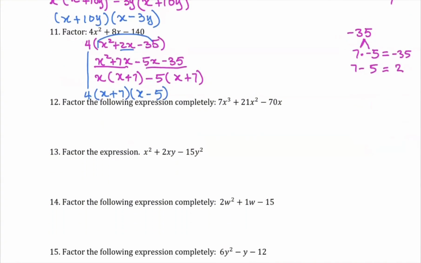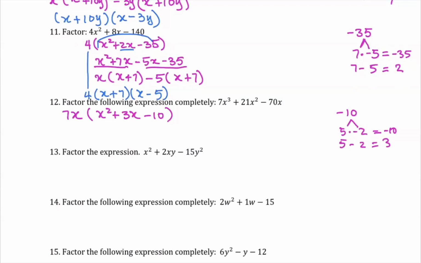The next example, number 12, we check for the GCF also. The GCF here is 7x. Let me factor my 7x out. So I'm left with x squared plus 3x minus 10. Multiply coefficient of x squared by the constant, that's negative 10. Two factors of negative 10 that the sum is 3. So that's 5, negative 2. When we multiply, that's negative 10, but when we add, it's positive 3, which is great.